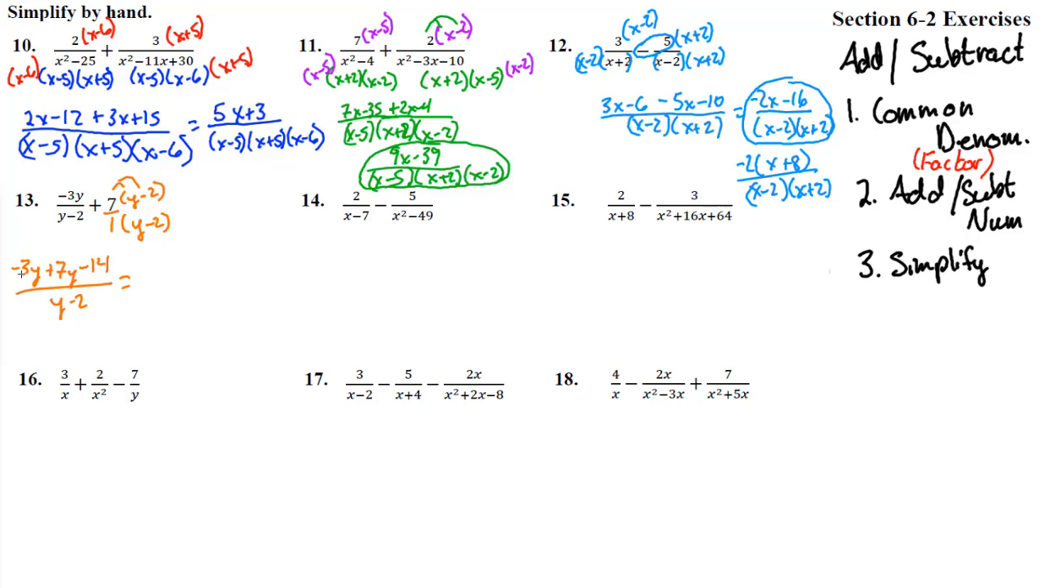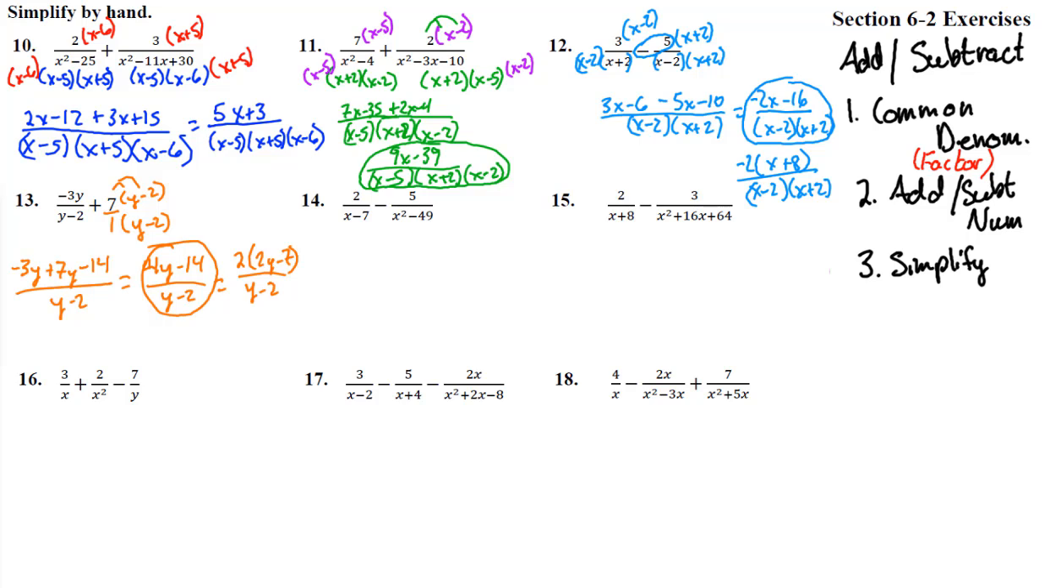And so that gives us, what is that? Negative 3y plus 7y, that's a 4y, positive 4y, over y minus 2. Ooh, we could take a 2 out of the top, see if it'll simplify. 2y minus 7 over y minus 2. Nope, it doesn't. So we could have just left it like this. Good, let's mark that. Okay, good.